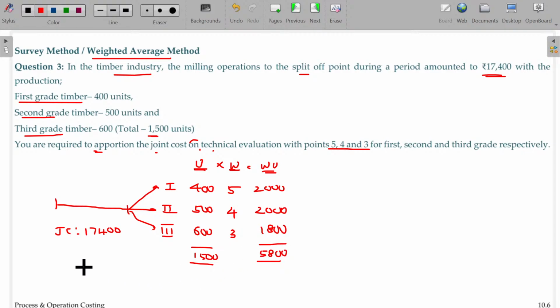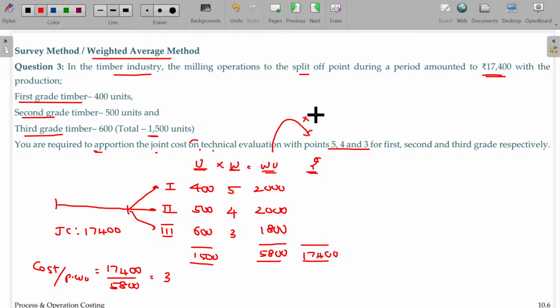Now, cost per weighted unit is equal to 17,400 divided by 5,800. What is the ultimate value? 3. So now you can split the joint cost of 17,400 rupees this way. Per weighted unit cost being 3, you multiply with the weighted units. So 2000 into 3, 6,000, and 5,400. Hope you are now able to understand. This is called the weighted average unit method.